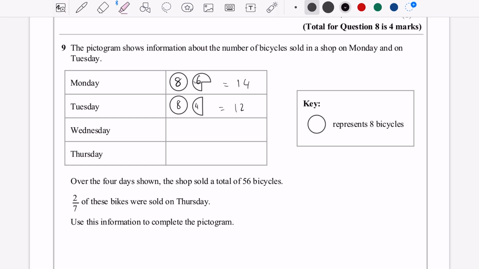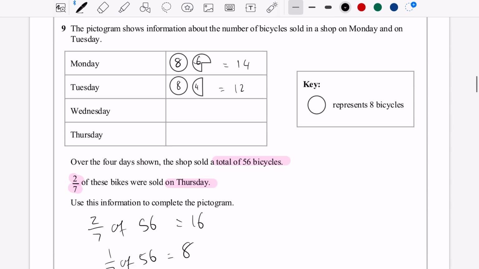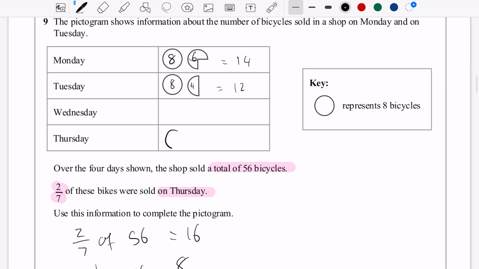It says that over the 4 days the shop sold 56 bikes. 2/7 of this 56 were sold on Thursday. So we need to find 2/7 of 56. Now 1/7 of 56, I know my 7 times table, is 8. So 2/7, 2 lots of that, is going to be 16. So 16 on Thursday, that's 2 circles. Okay, that's Thursday, and that's 16.